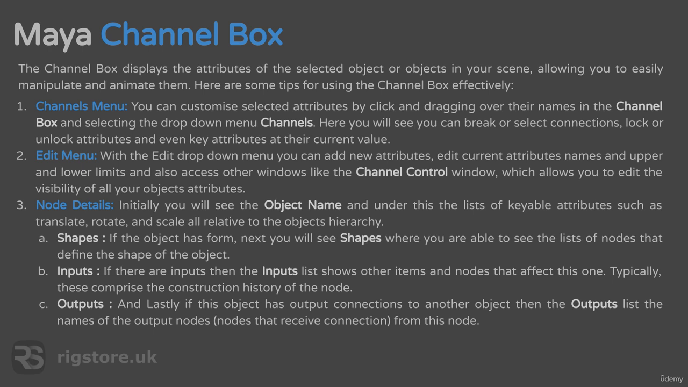Outputs. And lastly, if this object has output connections to another object, then the outputs list the names of the attributes of the output nodes. So, nodes that receive connections from this node.